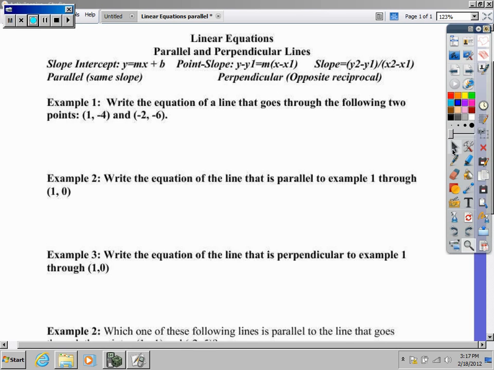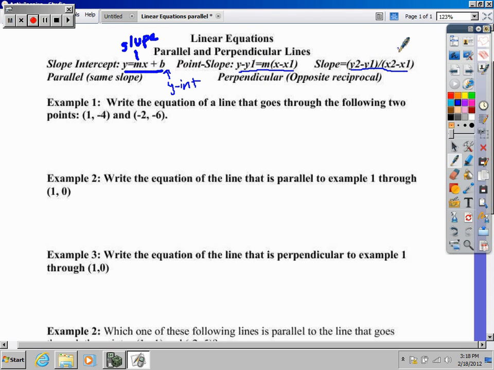In this lesson, we're going to review linear equations and parallel and perpendicular lines. So we need to remember there are a couple different forms of a line. There's slope-intercept form. We have y equals mx plus b, where the m is your slope, and then you have your b, which is your y-intercept in the equation. Then we have point-slope form, where we could just plug in the point and the slope. And we should also know the formula for slope, which is the change in y over the change in x.